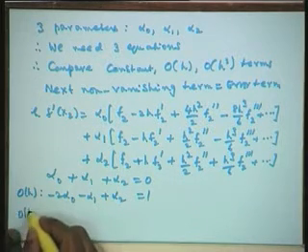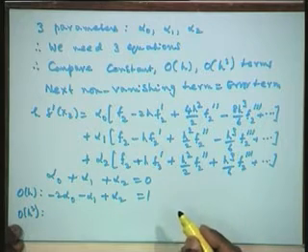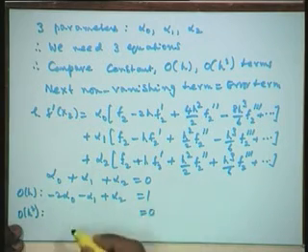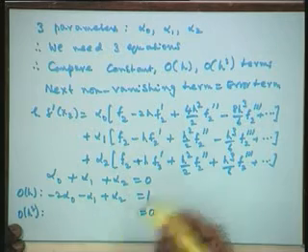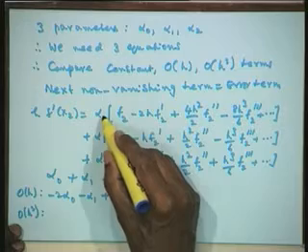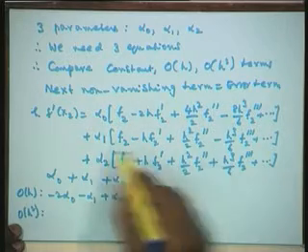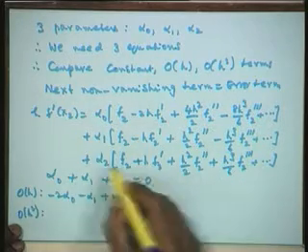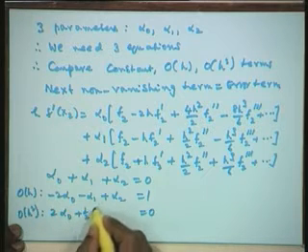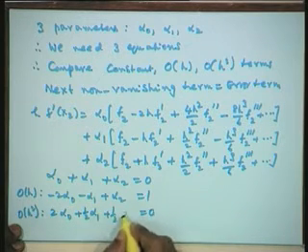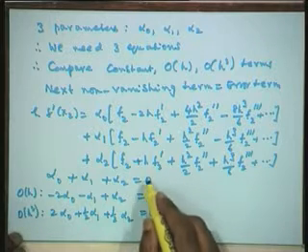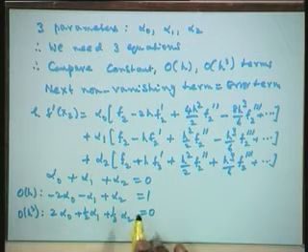Then we compare order of h square. There is no h square on the left hand side, therefore, I have the right hand side as 0. Here we have h square f2'' with 4 by 2, that is 2 alpha naught, this is half alpha 1, half alpha 2. So, I have 2 alpha naught + half alpha 1 + half alpha 2. Now, I can solve this for alpha naught, alpha 1, alpha 2, it is determined.